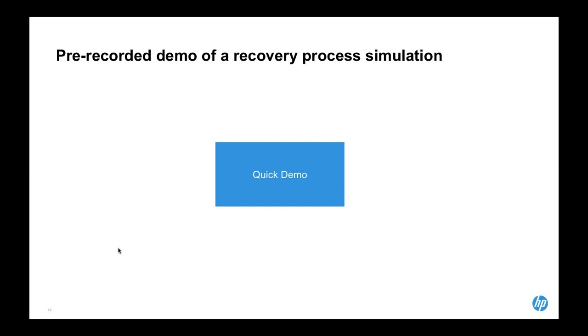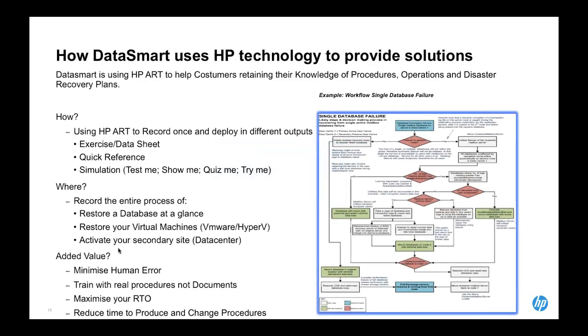So we are talking about time to do things. We put here some examples. I put an example of a single workflow of database failure. This is how technicians are actually working through the workflow to restore a single database failure. From the point of view of a technician, it's okay to do this if he is used to doing it. But imagine that a new person is at the company and has to execute all this process. It's really difficult. So what we are offering is a tool that records once and deploys different outputs.